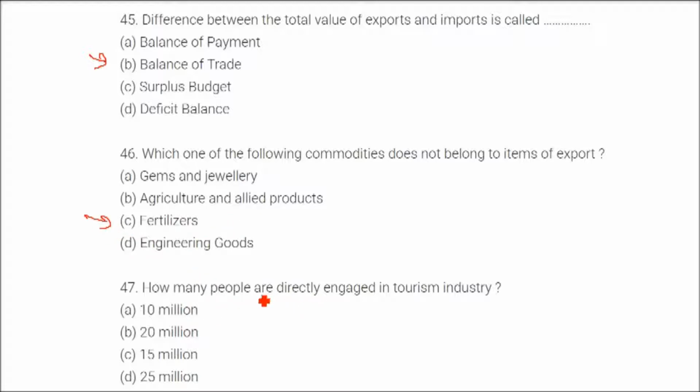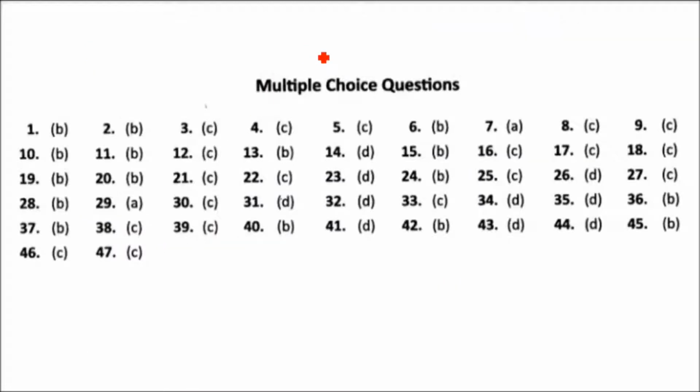How many people are directly engaged in the tourism industry? This might have changed, so we'll choose the nearest one. It is around 15 million. So this is the key to the multiple choice questions which we just saw.